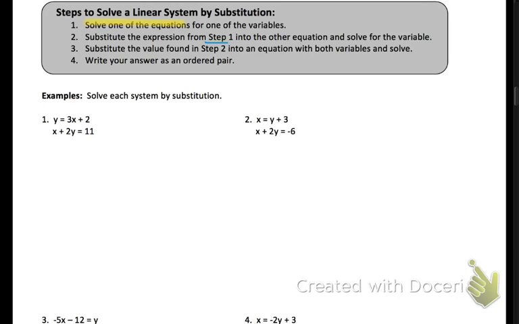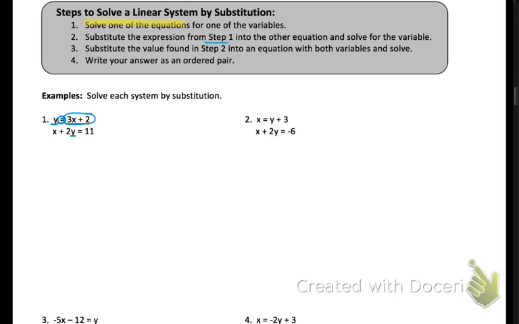So if we look here in number 1, the first thing we want to check is, is one of the variables already by itself? And it is. Y is by itself. And what it tells us is that y is equal to 3x plus 2. So in the second equation, we can take out the y and replace it with 3x plus 2, since we know that that's what y is equal to. If we know what x is, then we can get a number for y. We don't have to know that y is a number. All we need to know is that these two things are equal.